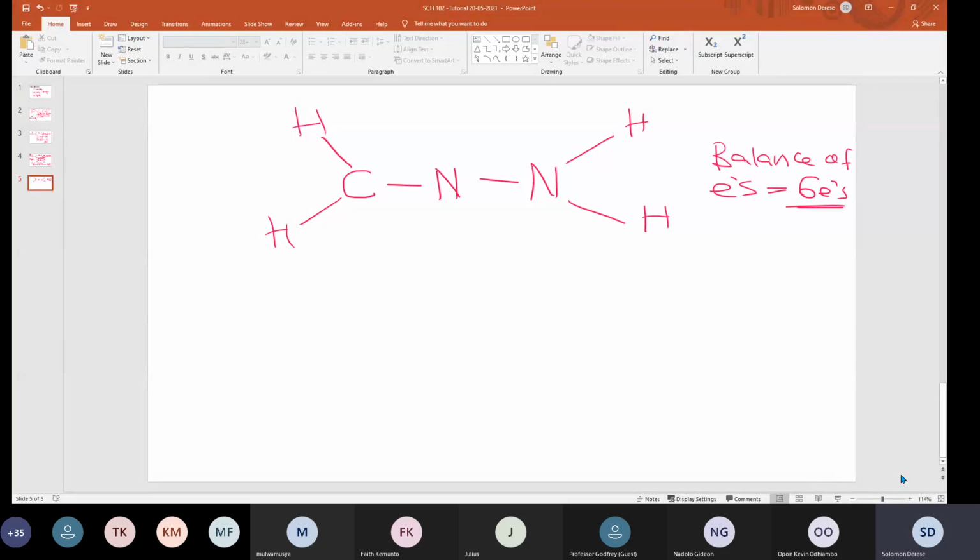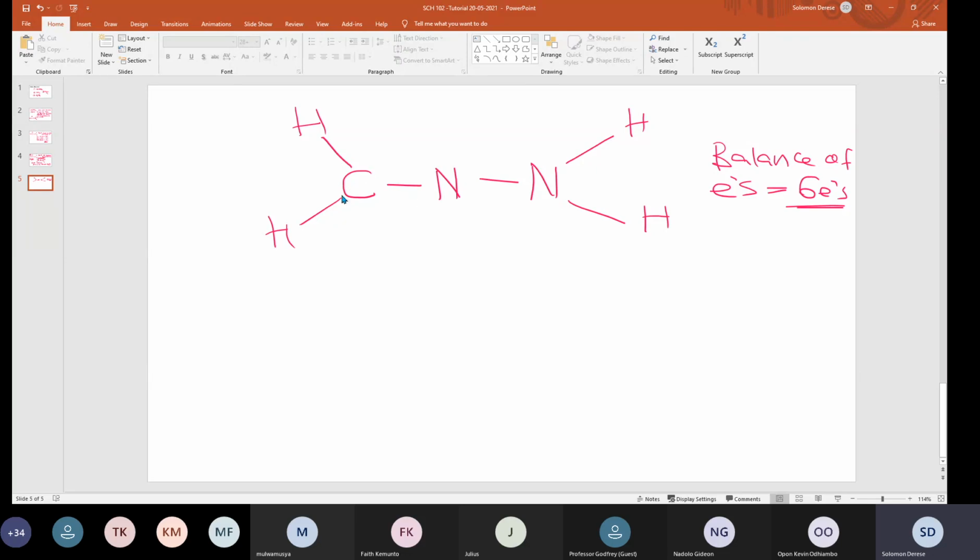Now we have to use these 6 electrons to fulfill the octet of the carbon, the nitrogen in the middle, and the nitrogen on the outside. What we need to do first is fulfill the octet of the elements that are on the outside, not at the center. You first forget about the central element, which is this nitrogen. First, we satisfy the octet of this carbon and this nitrogen.